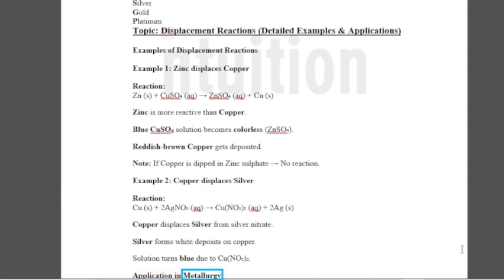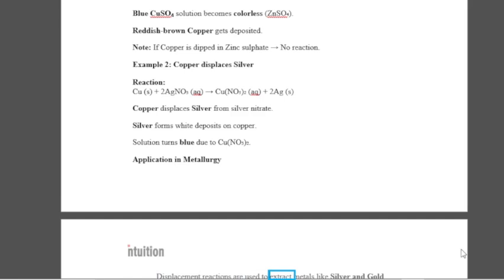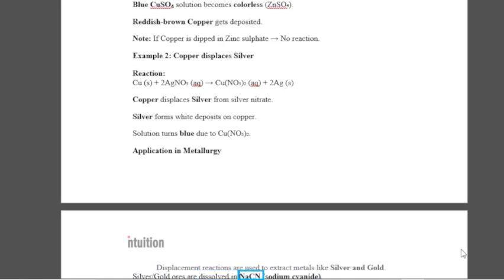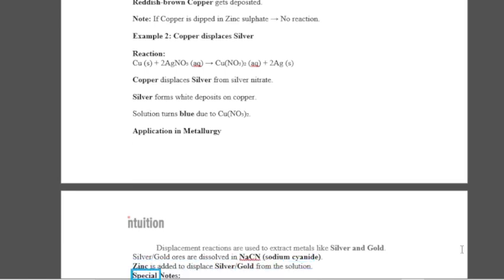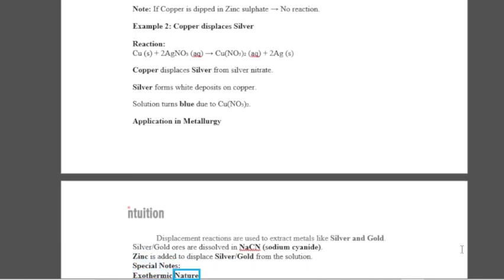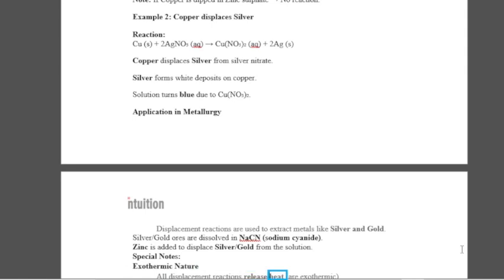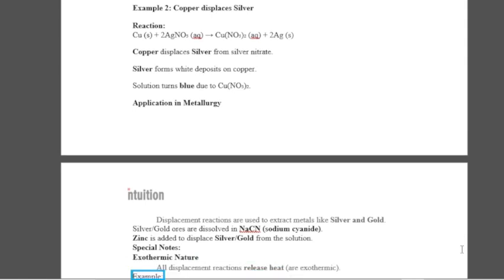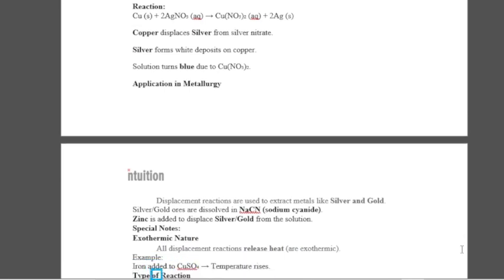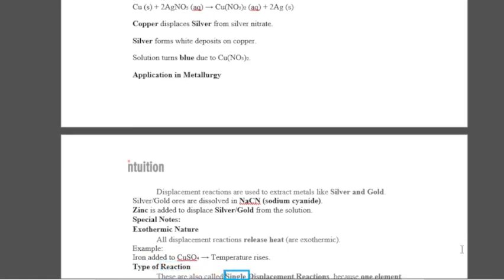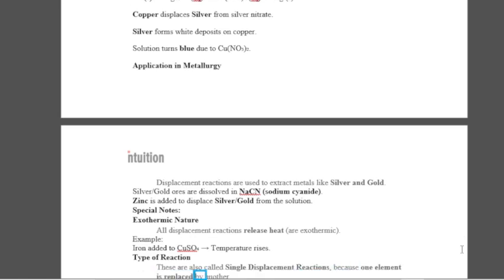Application in metallurgy: displacement reactions are used to extract metals like silver and gold. Silver-gold ores are dissolved in NaCN, sodium cyanide. Zinc is added to displace silver and gold from the solution. Special notes: exothermic nature. All displacement reactions release heat, they are exothermic. Example: iron added to CuSO4, the temperature rises. These are also called single displacement reactions, because one element is replaced by another.